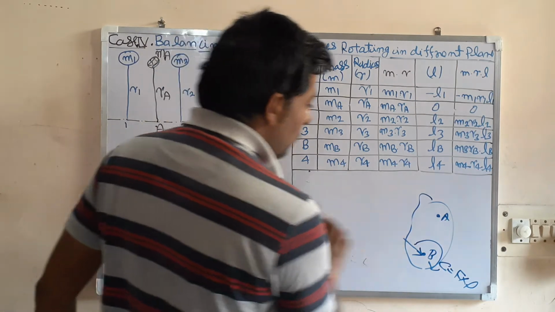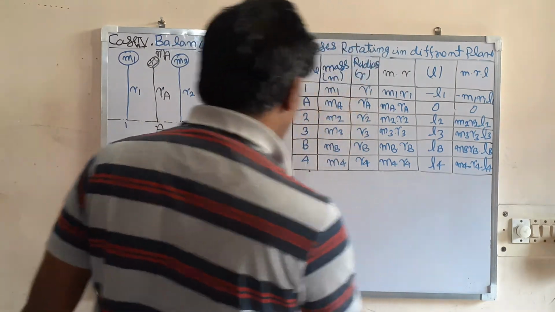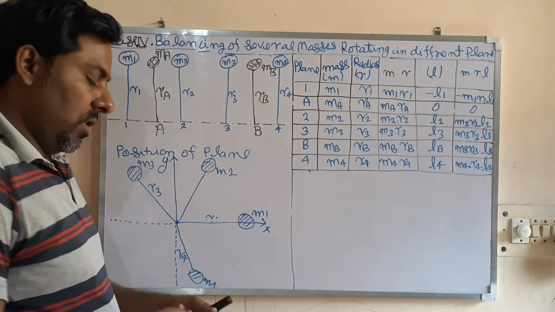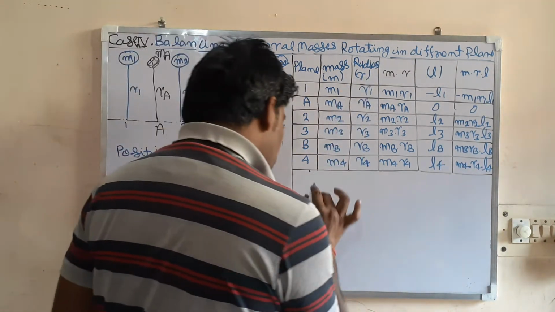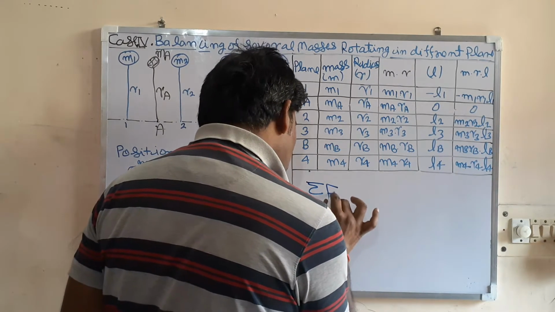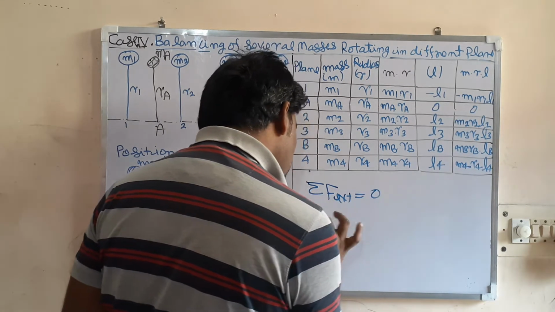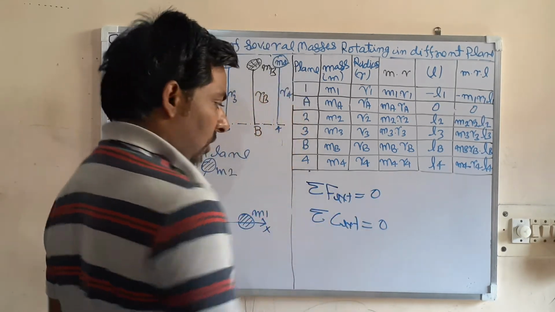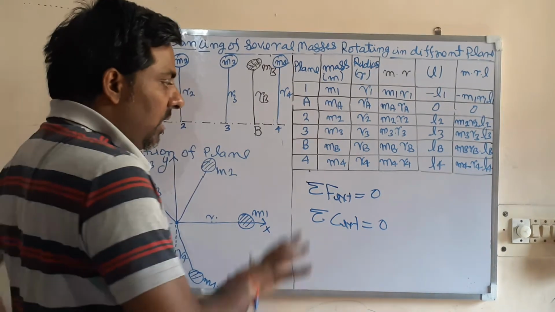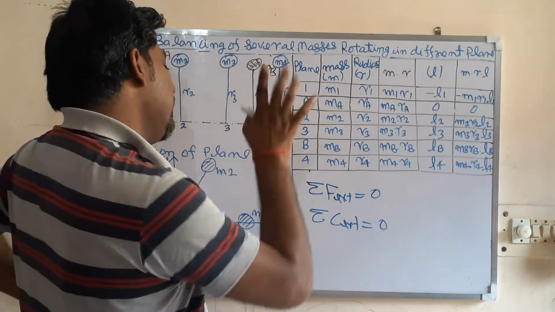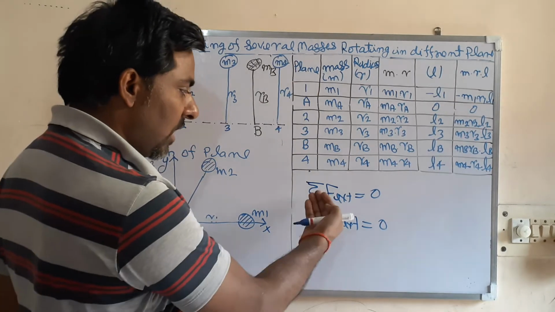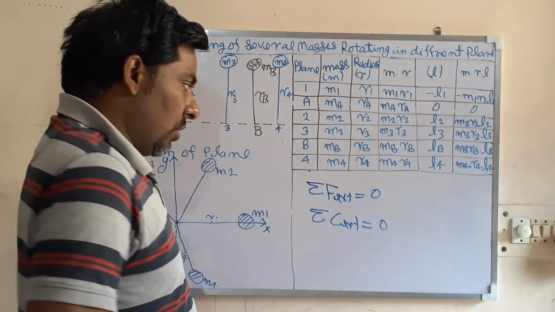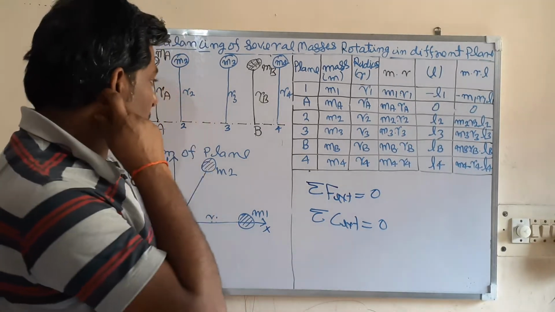Let us see another thing. This is the case of dynamic balancing, because there is an unbalanced force and unbalanced couple both. So for dynamic balancing, the summation of external force on the system should be 0, and the summation of external couple on the system should be 0. So for dynamic balancing to be satisfied, both equations should be satisfied. That is, the summation of external force on the system is 0, and the summation of external couple on the system is 0. Both should be satisfied.